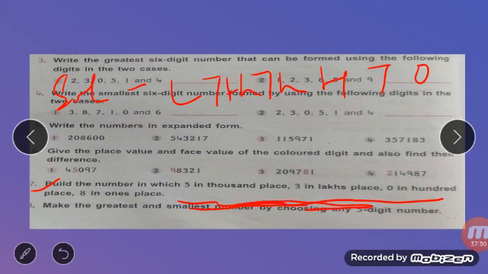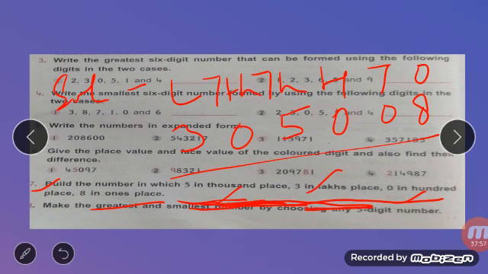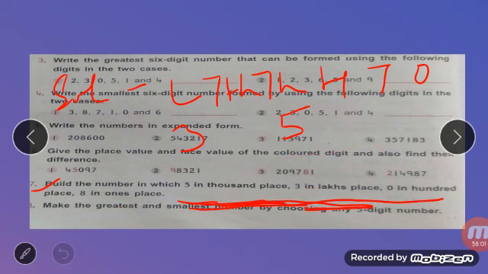3 in lakhs place, so write 3 under lakhs. 5 in thousands place, so write 5 under 1000. 0 in 100 place, so write 0 under 100. 8 is in ones place. The remaining places are vacant, nothing is there, so you have to put 0 there. You will get this number. Clear, children?